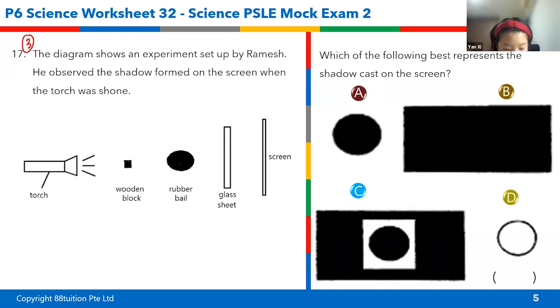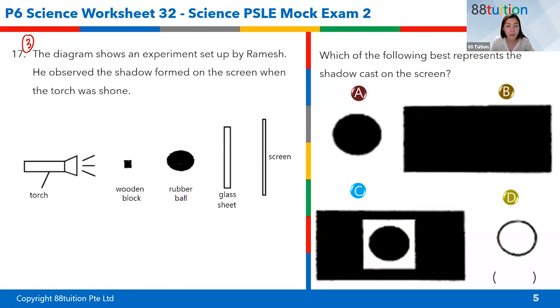The V was closest to the torch and thus has the biggest shadow on the screen. So I thought it will block out the rubber ball's shadow. Right, I see. Actually, it's not possible because it's too small in that sense. If you have done experiments like this before, the distance between the wooden block and the rubber ball, this is written wrongly, has to be very big. Then it can form a very huge shadow.